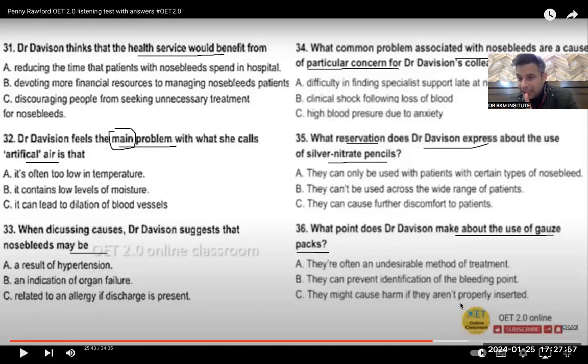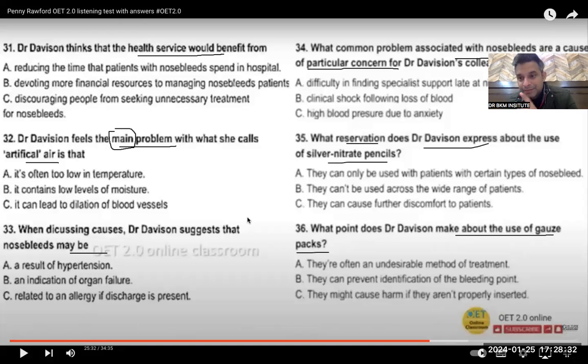So until now, C should be my answer, but I'm not sure because she has not talked about insertion, proper insertion. She has said if it is left in place, that means she is talking about timing. That if it is left in the nose for too long, but she is not talking about proper insertion. But otherwise, yes, she is talking about danger. So half of the answer is correct, like this C, but she did not talk about discharge. In this, she has not talked about improper insertion.